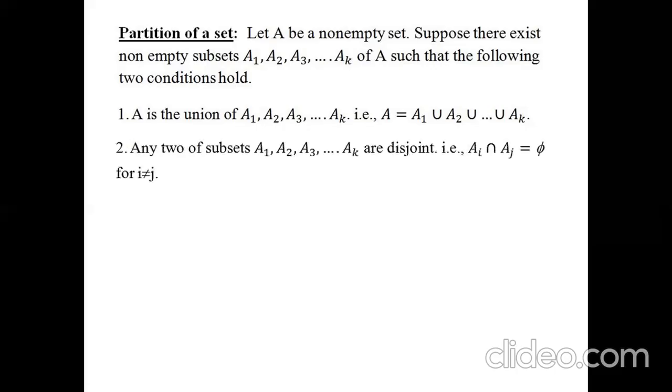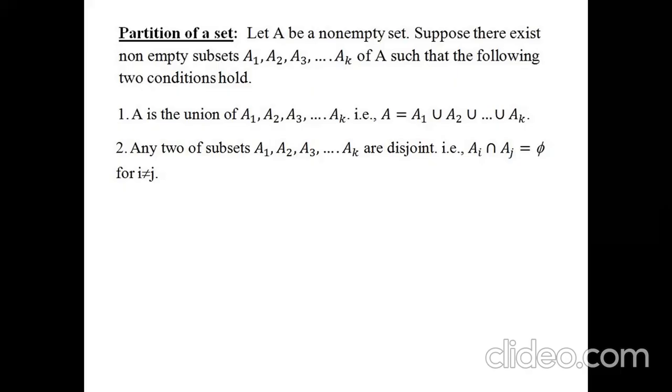That's the first condition. Secondly, any 2 of the subsets A1, A2, A3, etc. up to AK are disjoint. Any two of the subsets A1 to AK are disjoint. When we say disjoint, it can be symbolically represented as intersection. So we say Ai intersection Aj is equal to a null set. There's nothing common between those two sets. This is for i not equal to j. It means you have to take any two subsets and say they are disjoint.